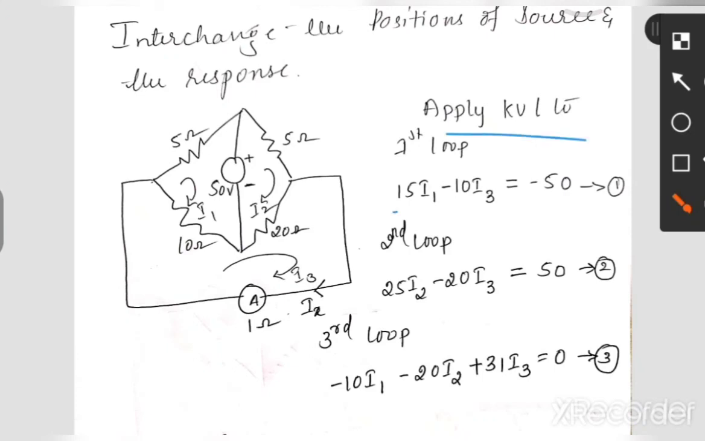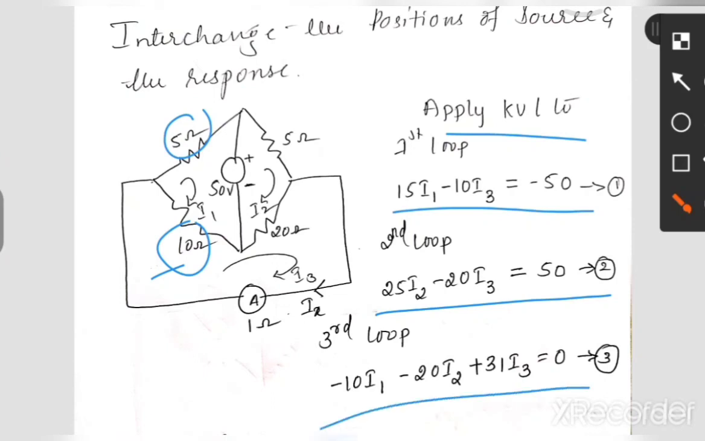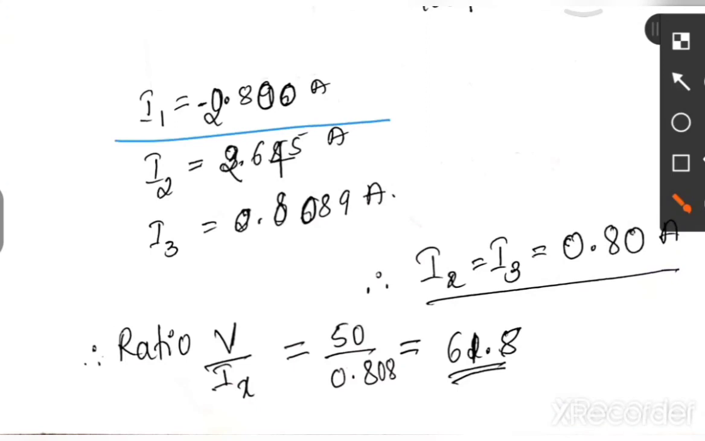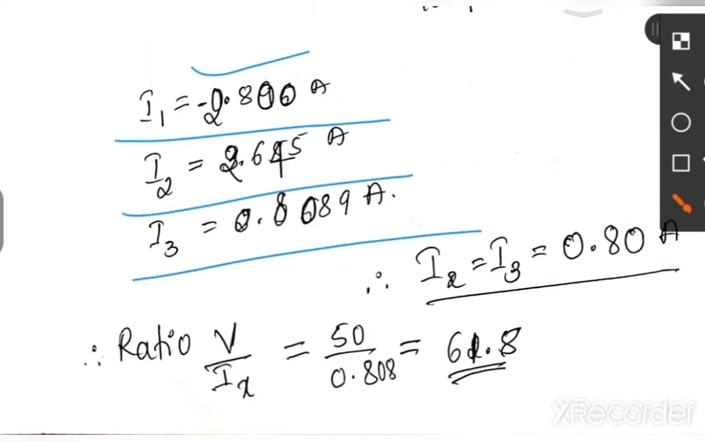Here you can observe, first equation is 15 I1 minus 10 I3 equal to minus 50. And second equation is 25 I2 minus 20 I3 equal to 50. Third loop is minus 10 I1 minus 20 I2 plus 31 I3 equal to 0. Now solve these three equations. We get I1, I2, I3. I1 is minus 2.8, I2 is 2.645, I3 is 0.808.